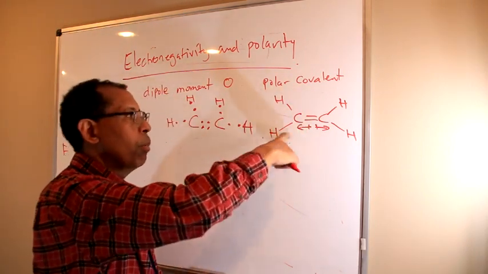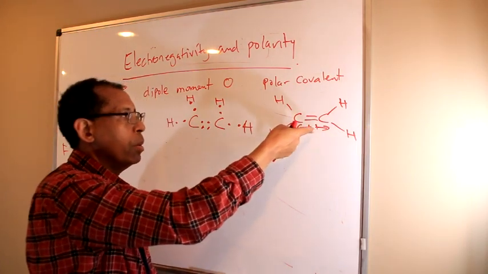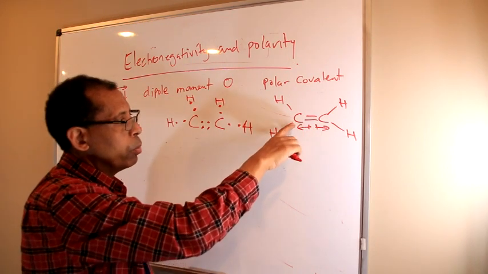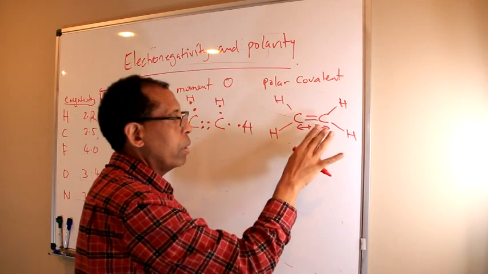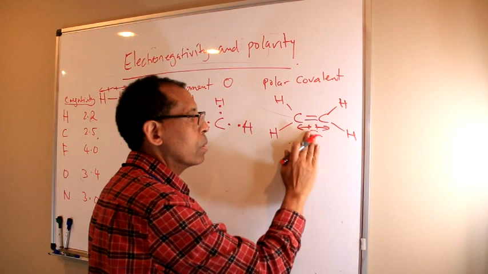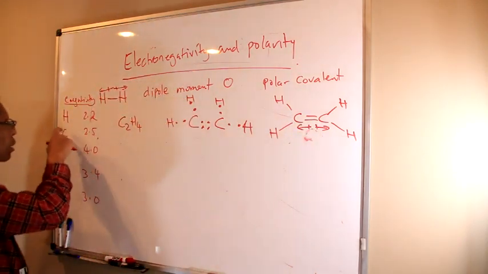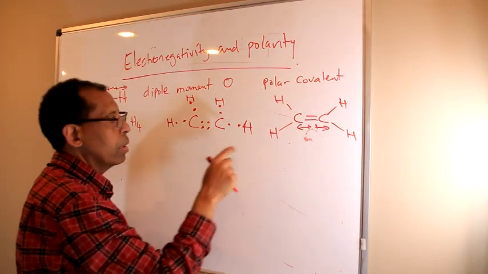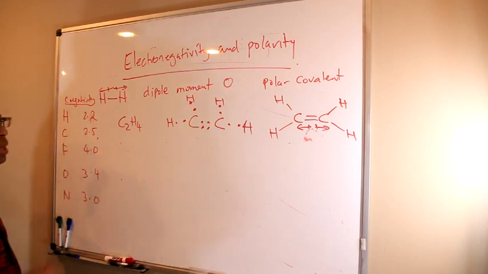That is, the dipole moment is taking away electrons that way, and taking away that way. So between carbon-carbon, there is no innate dipole moment. Here the dipole moment is zero. But if you take carbon and hydrogen, there is a slight dipole moment, because carbon looks more electronegative than hydrogen.